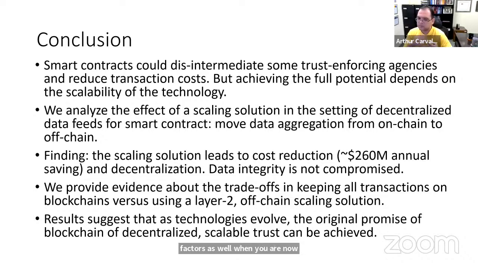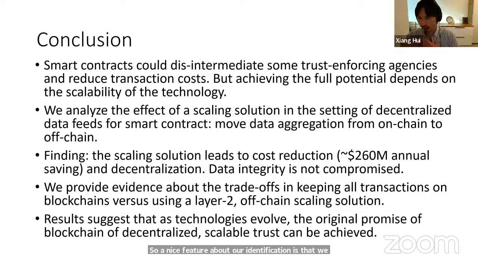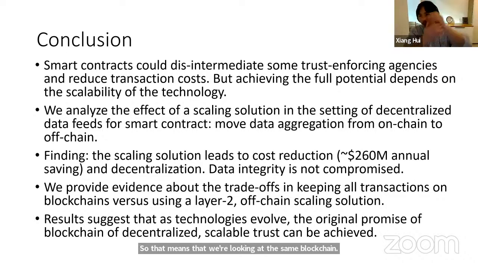Right. A nice feature about our identification is that we are actually looking at within variation. What I mean is that we're controlling for blockchain by data feed by time fixed effects. So we're looking at the same blockchain, same exchange rate data feed, on the same date. And we have two parallel systems, and we're comparing the output from the two parallel systems.